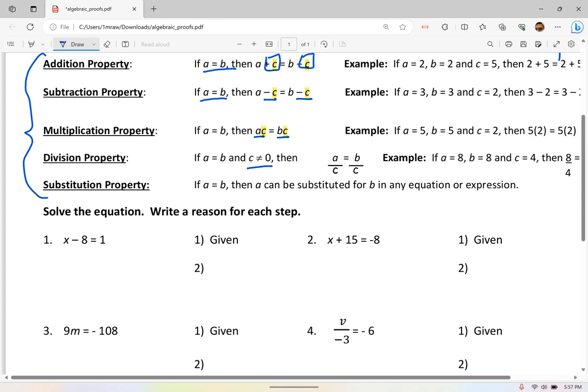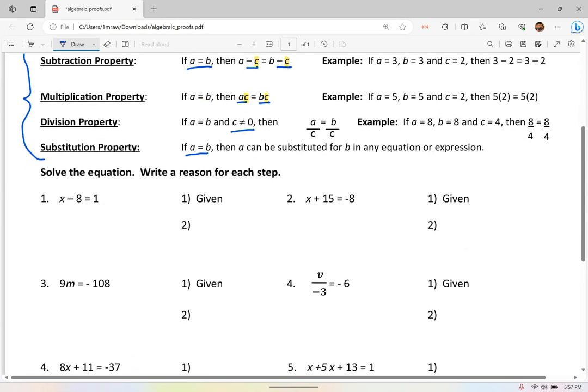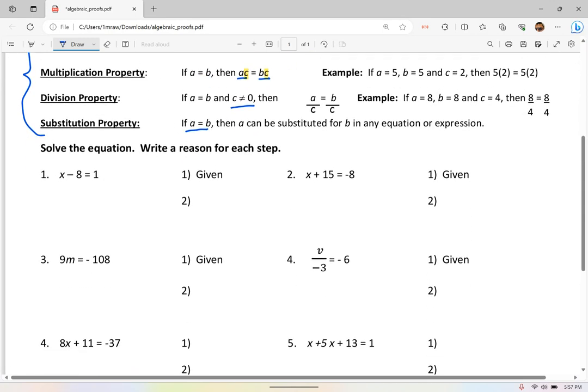Substitution property can get a little tricky. It says if A is equal to B, then A can be substituted for B in any equation or expression. So I have to start off with this statement. And we'll talk more about this substitution piece when we start getting into more equations.